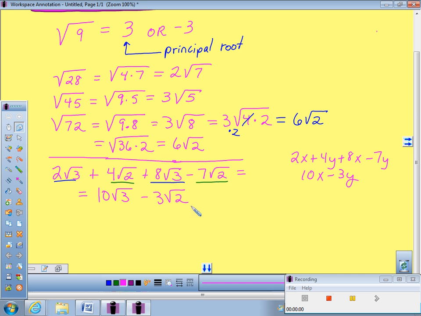Now, can I combine it any farther? And the answer is no. Those are 2 different square roots. You can't combine them any farther. That is your answer right there. So you can only combine roots that are like roots.